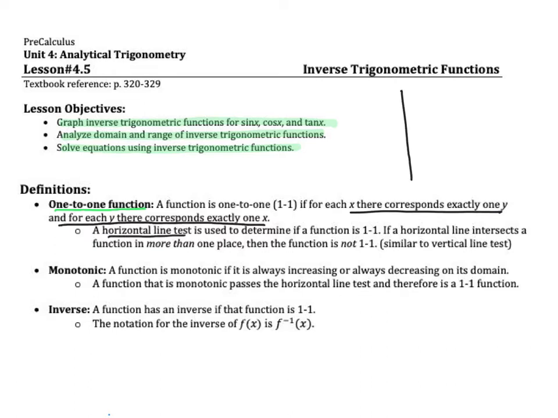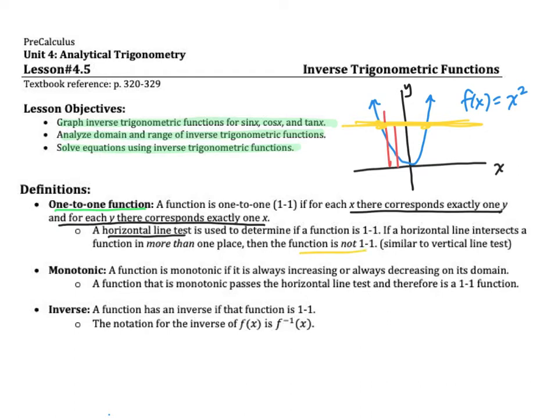One of the functions we studied quite a bit last year was your quadratic. If this is your x-axis and y-axis, we graph our quadratic function, and it looks something like this. It passes the vertical line test, so it is a function. However, it fails the horizontal line test, which means the function is not one-to-one. This horizontal line intersects the quadratic in two places, therefore it is not a one-to-one function.